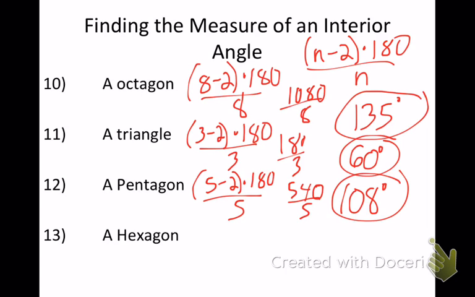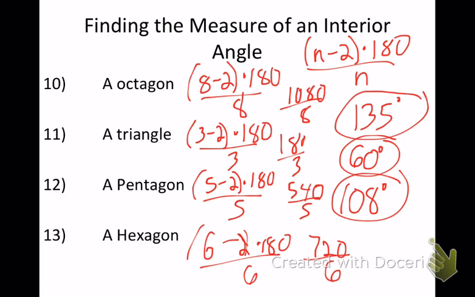All right, let's walk through this one. Jake O'Connor, a hexagon has how many sides? 6. So I'm going to say 6 minus 2 times 180 divided by 6. What's 6 minus 2 times 180, Jake? 720. 720 divided by 6. What's each angle going to be, Jake? 120 degrees. Nice job.